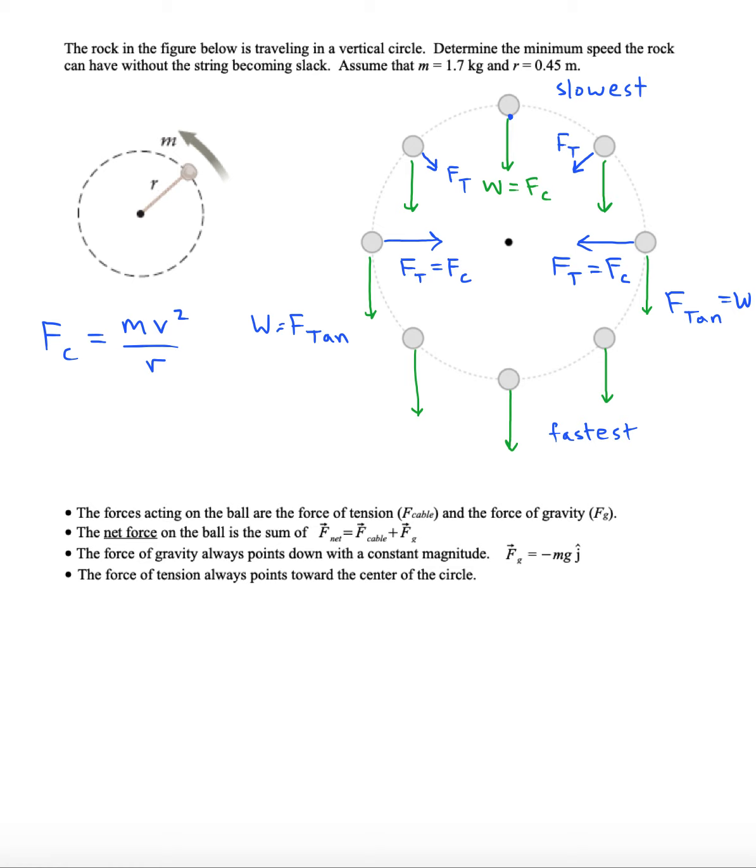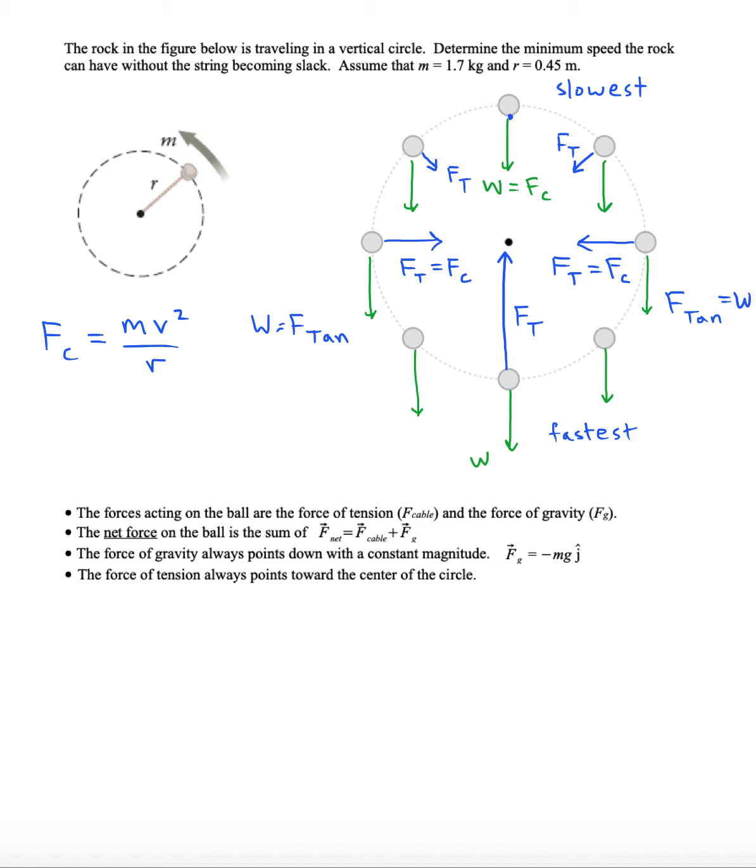So toward the bottom, what happens? Well, here we have to maintain a large upward centripetal force, which means that the tension has to be really huge there. That's because it has to counteract the weight. So where would the string break if it was going to break anywhere? Definitely when the rock is toward the bottom.